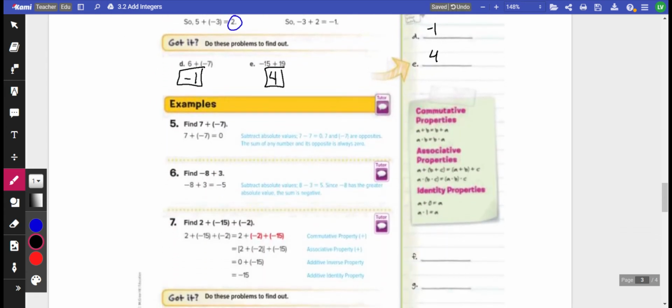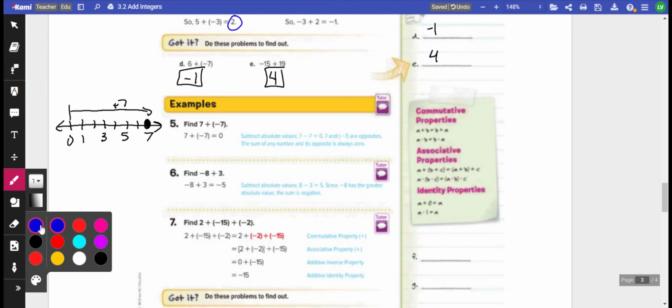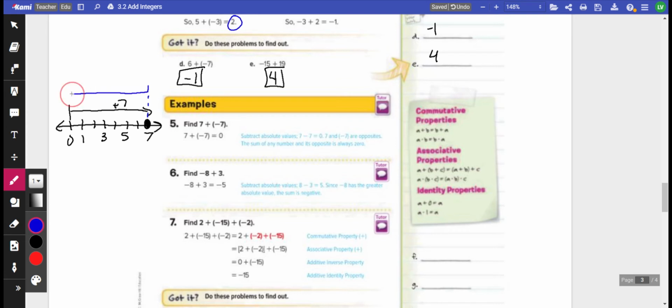Number 5, we're going to find 7 plus negative 7. So if we take our number line, we start at 0, we go to the right, 1, 2, 3, 4, 5, 6, 7, and I plot that point. That's adding 7. Well, now I want to add a negative 7. So if I start at 7 and I go to the left and subtract 7, that means that my final answer, in blue, is 0.